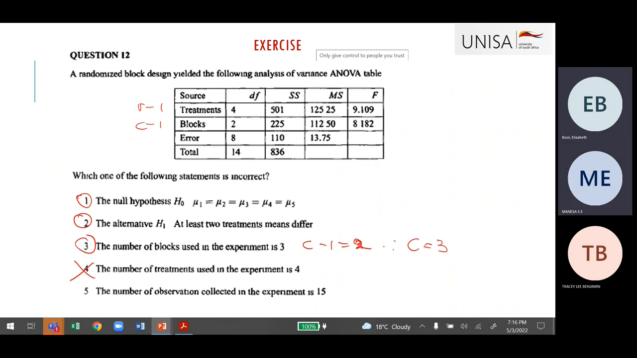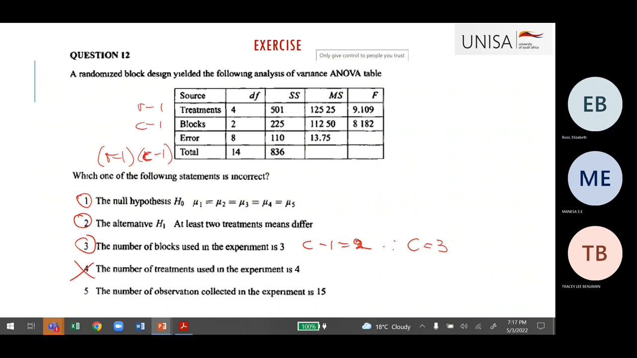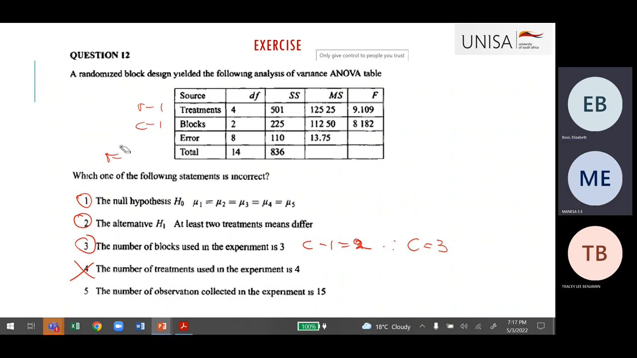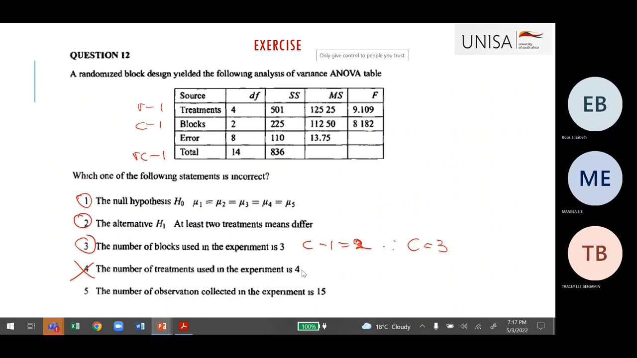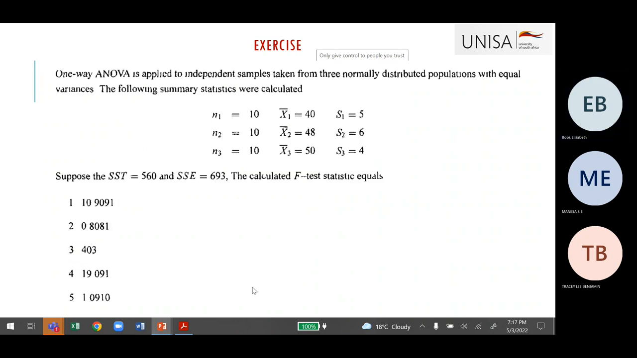That's true. Remember that it will be R minus one times C minus one. I'm using the error one now. RC minus one. It's RC, which is 3 times 5, and that gives us 15. Am I doing something wrong now? Yeah, let me not even go there. Okay.